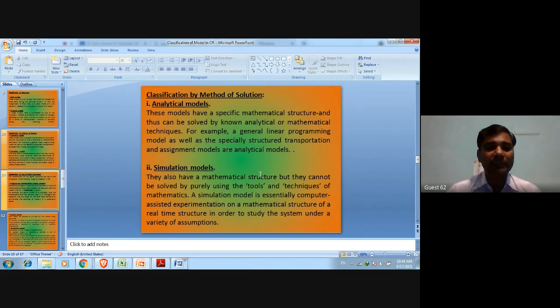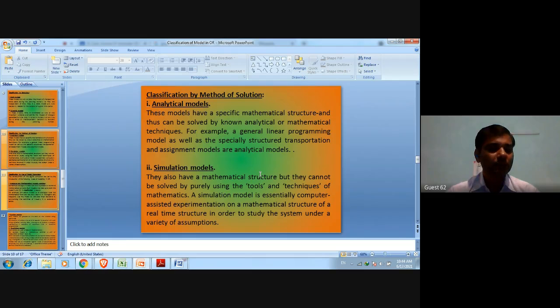And the next is the simulation model. They also have a mathematical structure, but they cannot be solved by purely using the tools and techniques of mathematics. A simulation model is essentially computer-assisted experimentation on a mathematical structure of a real-time system in order to study the system under a variety of assumptions.